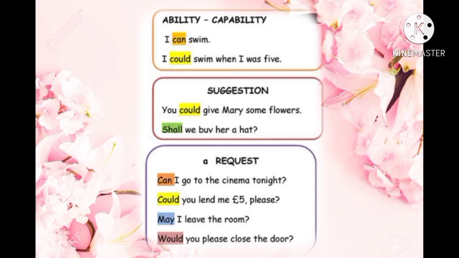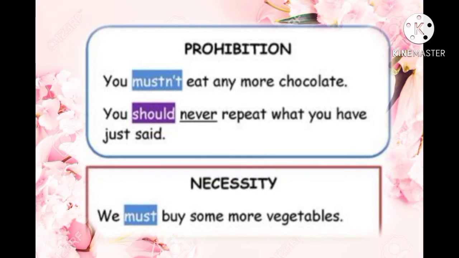Now, to show prohibition, that is, something is denied to you, it is not given to you, you have to use the words must not. Shortened form, mustn't. You mustn't eat any more chocolate.